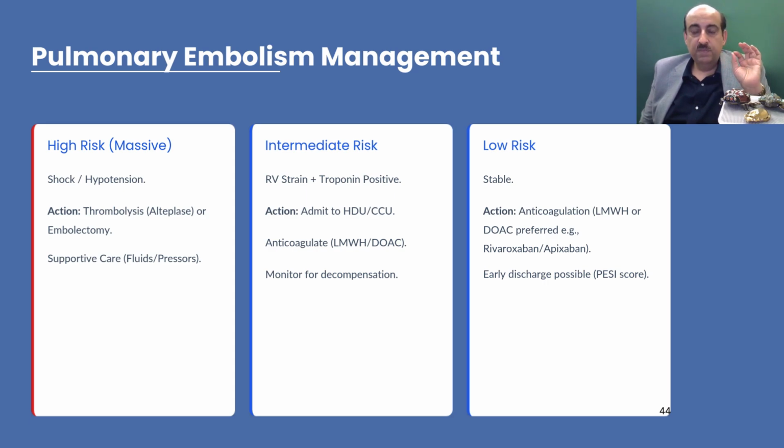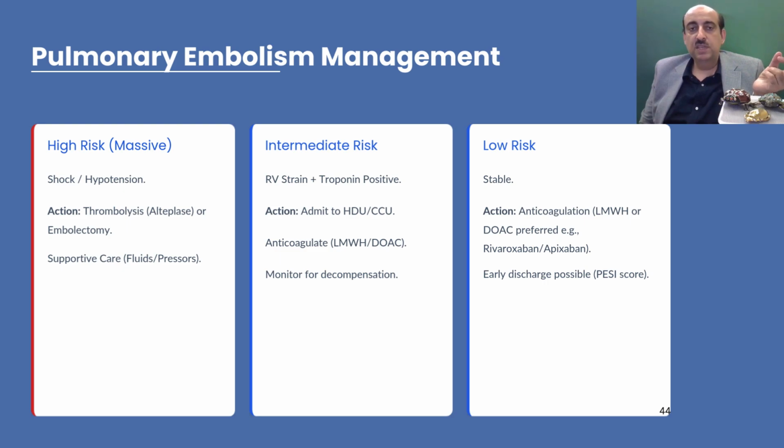Intermediate risk, whenever there is RV strain or troponin release, one of the key principles in this stage of management will be admission to a high dependency unit or coronary care unit, whichever the case is locally. Anticoagulation in the form of DOAC or low molecular weight heparin is indicated, and monitor for decompensation. If it does decompensate, then thrombolysis or thrombectomy will be indicated.